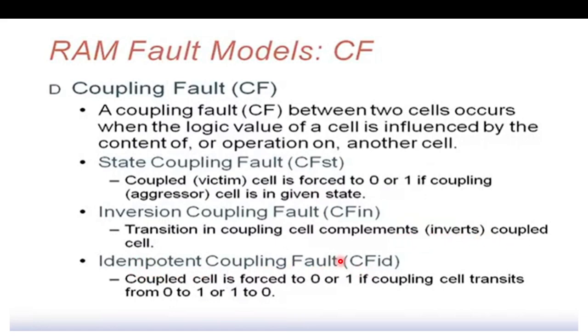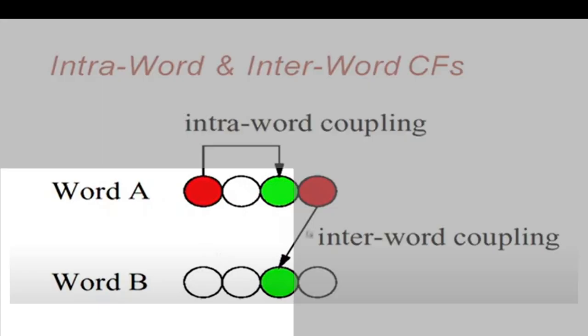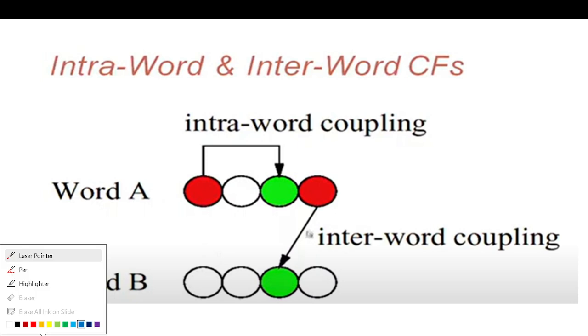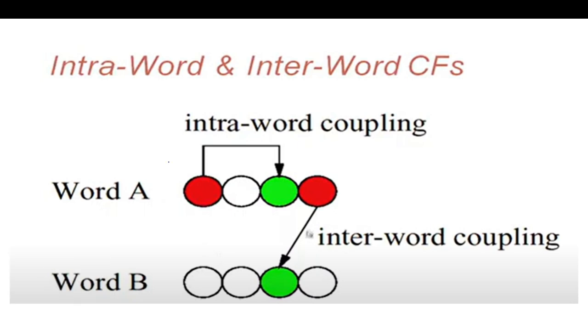Next is the idempotent coupling fault, which we have already seen. The coupled cell is forced to 0 or 1 if the coupling cell transits from 0 to 1 or 1 to 0. So intraword coupling means this cell's content is affecting this cell within the same word. And interword coupling means this is a different word and this is a different word. So this is between words and this is within the same word.